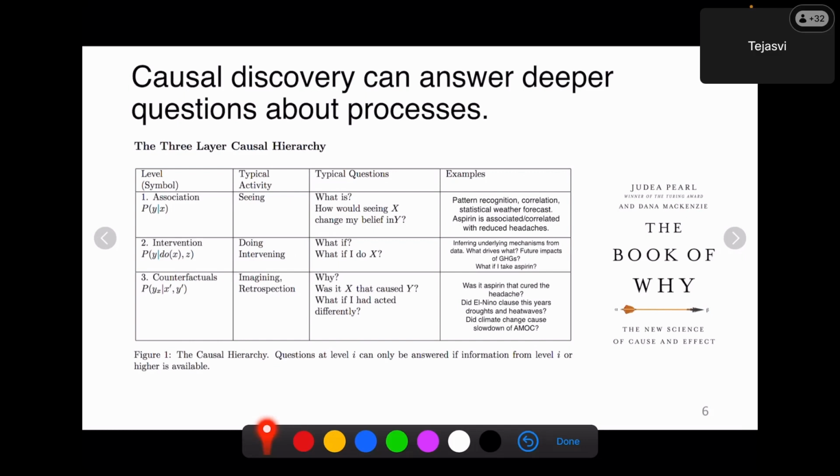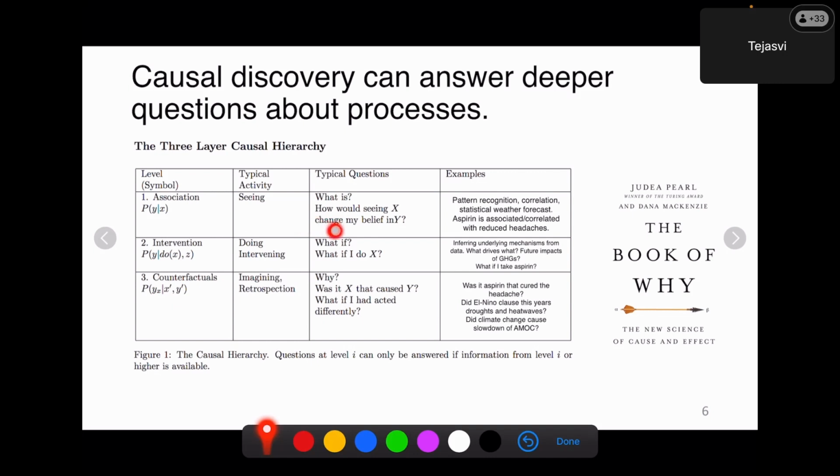So here is a table which tries to tell different layers of the causal hierarchy, different degrees of depth in which questions can be answered. This is from a book by Judea Pearl named The Book of Why. So the first is questions that only try to answer whether or not there is an association. This hierarchy is the lowest form of depth of knowledge that you want to gain.